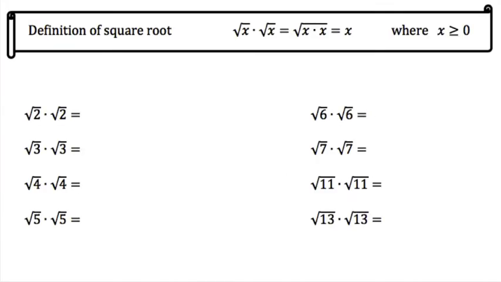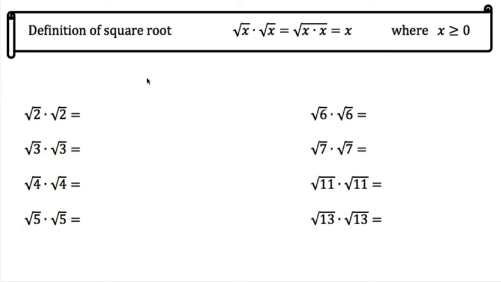So, simplifying square roots. Basically what I wanted to do is just go over this concept of what happens when you multiply a square root by itself. So if you look up here in these notes, square root of x times square root of x, basically what we do is we multiply the numbers underneath the square root, and then that will always simplify to x. So let me show you what I mean here.